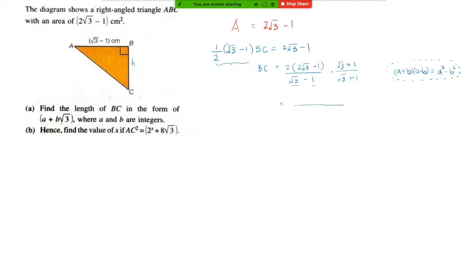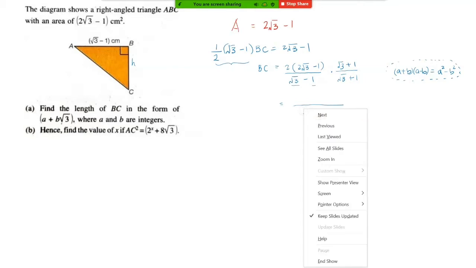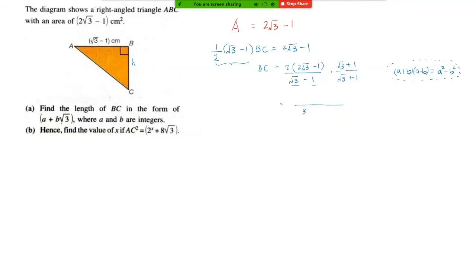So we will have A squared. So √3 squared will get back 3, and 1 squared will get back 1. The difference between √3 squared and 1 squared. And up there, I'll just leave the 2 alone.